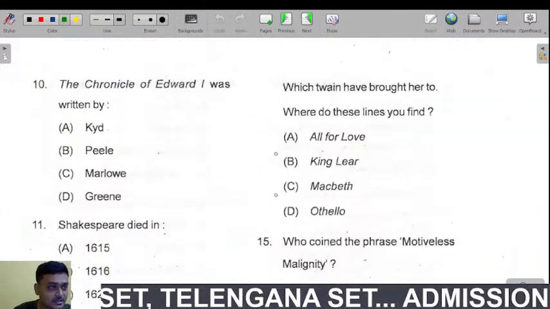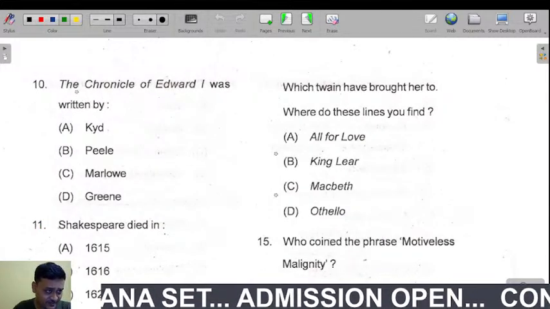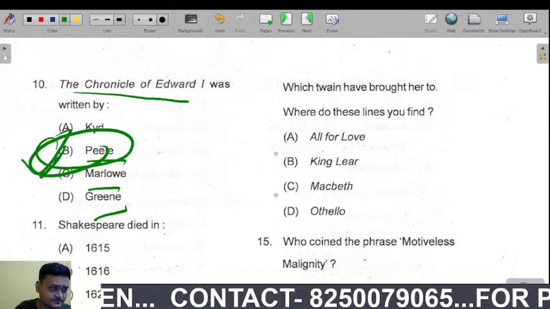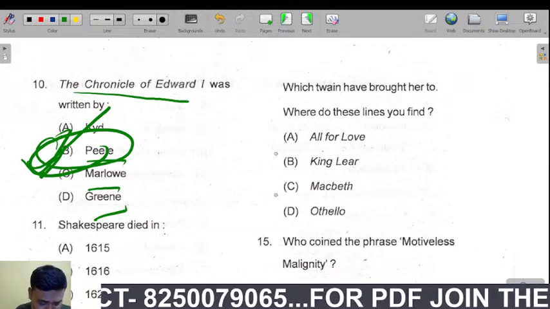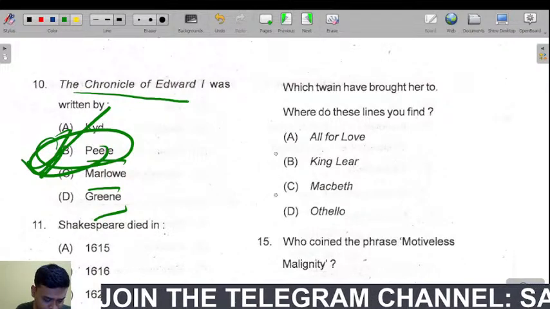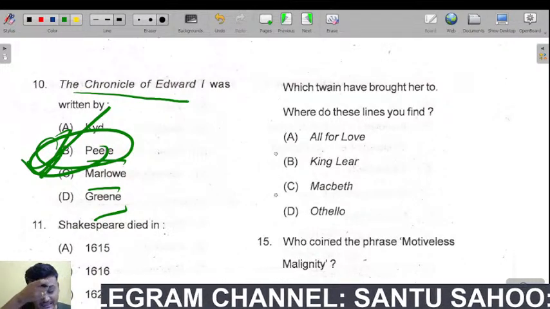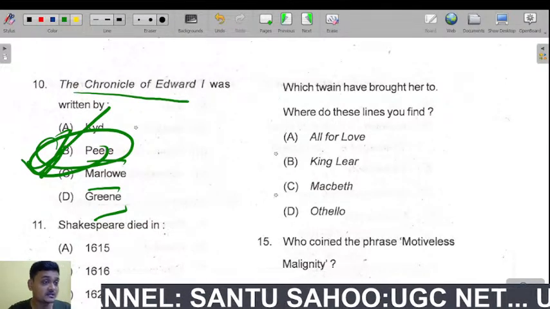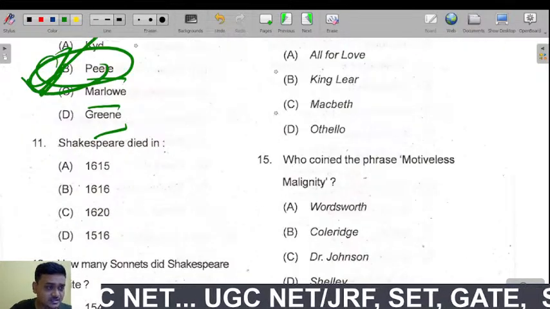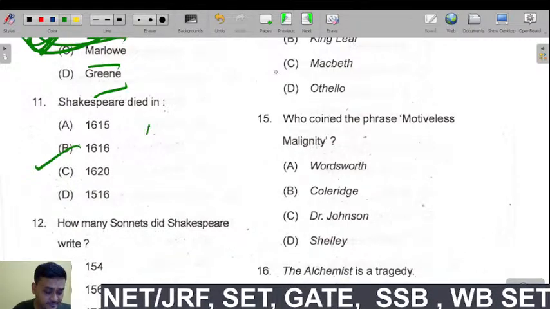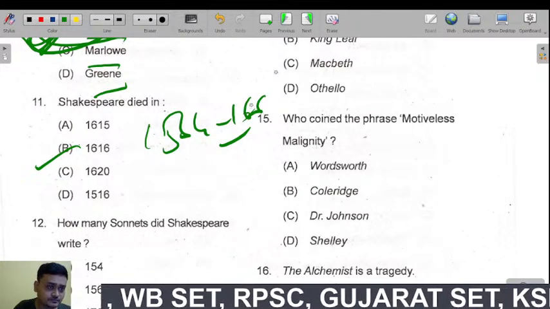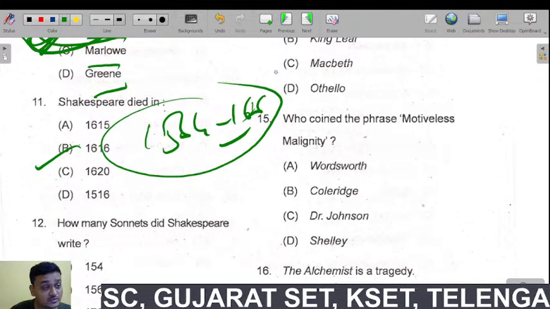Let's see later. The Chronicle of Edward the First was written by Kyd, Peele, Marlowe, Green? It's George Peele. Have they given the answer Shakespeare? But it should be Lily. So it's Peele. The Chronicle of Edward the First was written by George Peele. Thomas Kyd, Marlowe, Green, they were all university wits. Shakespeare lived 1564 to 1616. It is Lily actually.